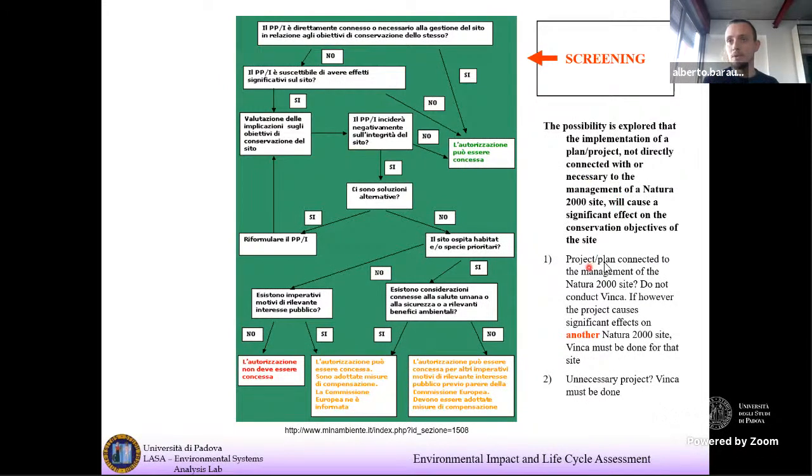Of course, if you have a project or plan connected to the management needed for managing and improving the Natura 2000 site, you don't need to do the appropriate assessment, the VINCA, okay? However, if your project is not necessary for the management of the Natura 2000 site, or if your management project has significant effects on another Natura 2000 site, you must do the VINCA assessment.